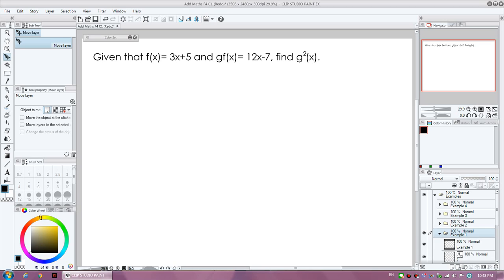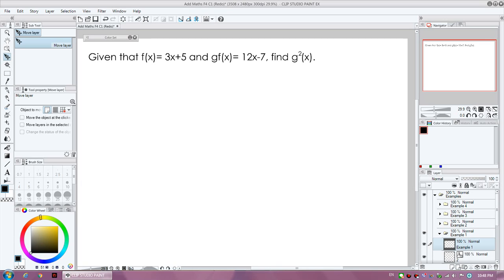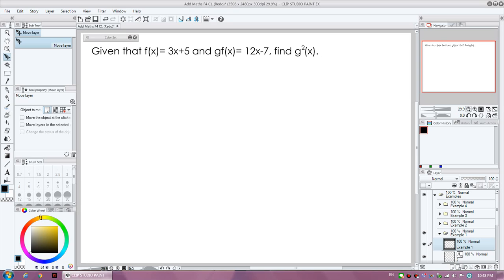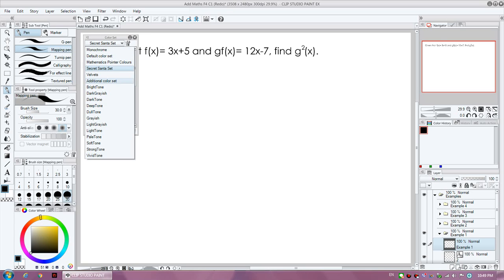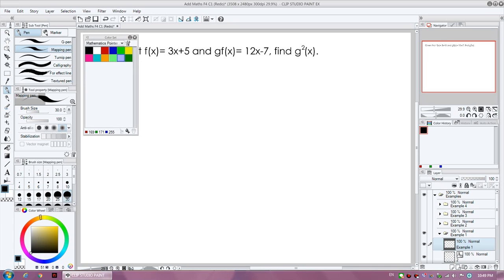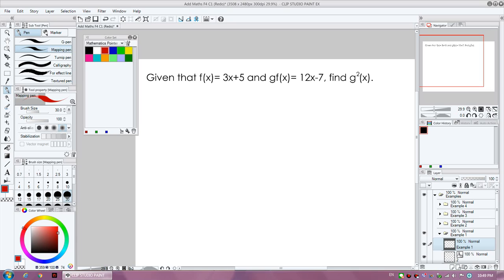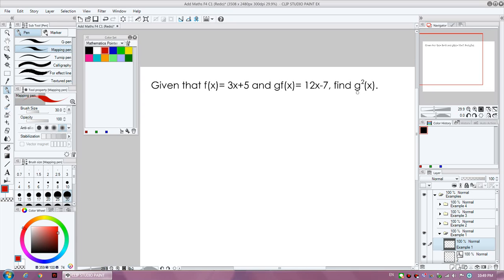According to here, example number 1: given that f(x) equals 3x plus 5 and gf(x) equals 12x minus 7, find g squared x. I'll be using red right now. The first thing they want us to find is g squared x, and they only gave us f(x) and gf(x).